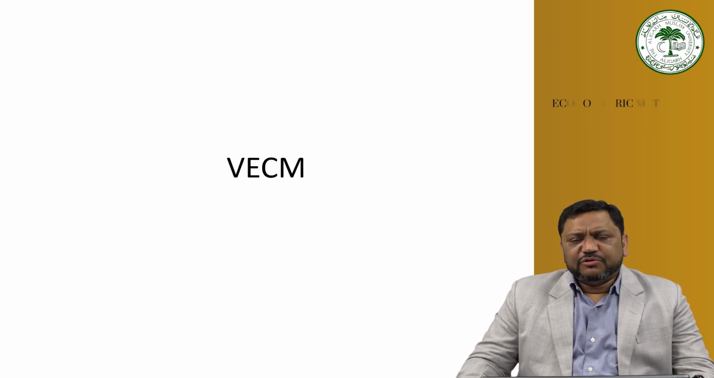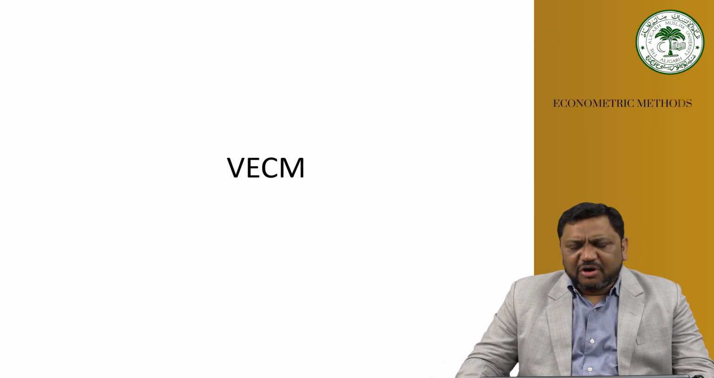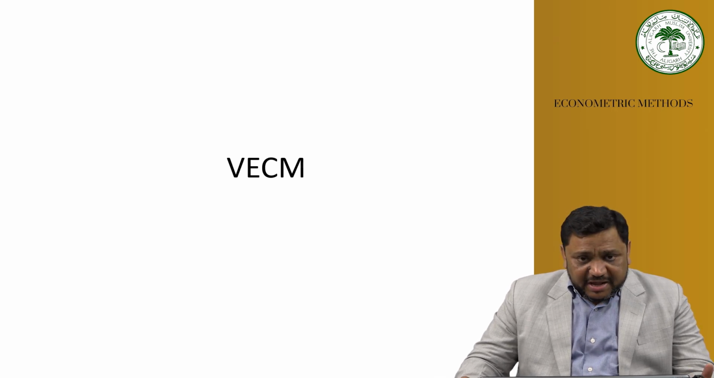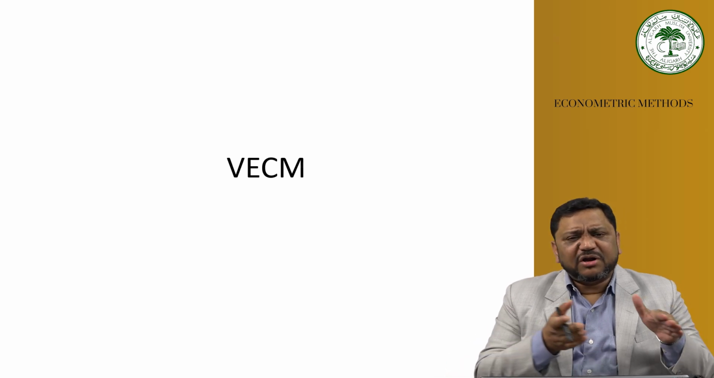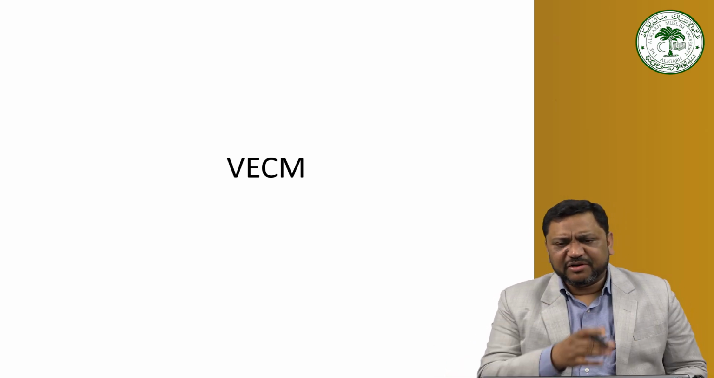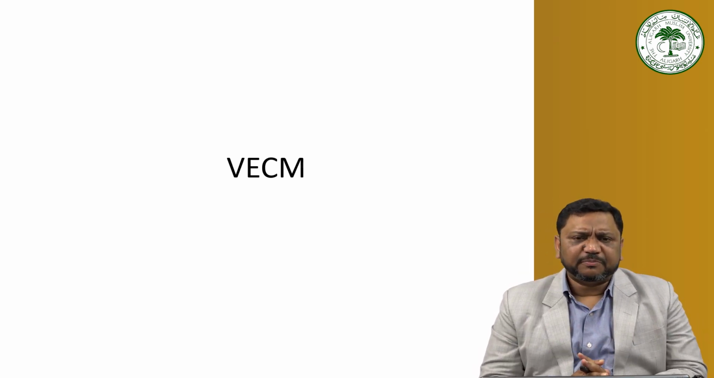We move on to the vector error correction model. Johansen cointegration tells us that there is a long run relationship. But apart from that, you also need to know that it is not something like a railway track. There will be a movement here and there. It's not that the two tracks will move together.